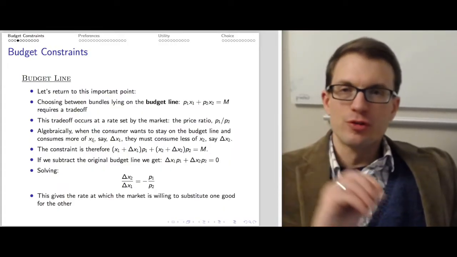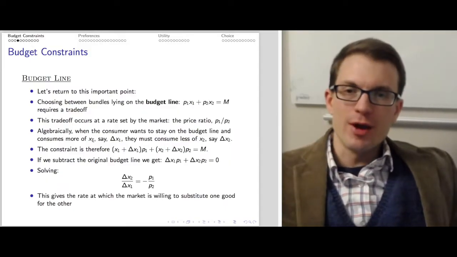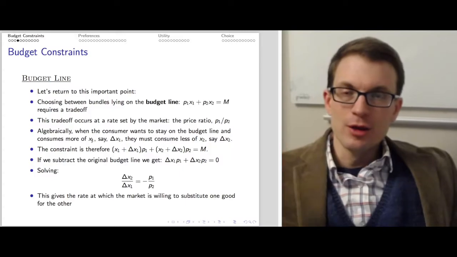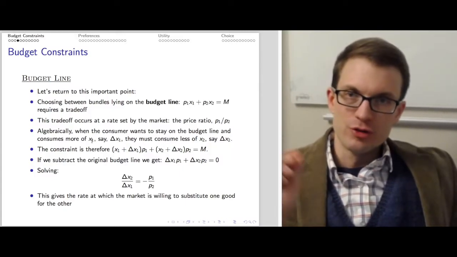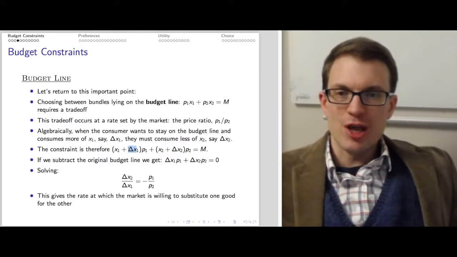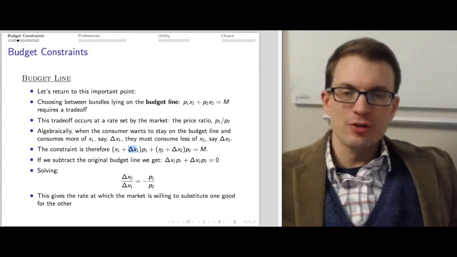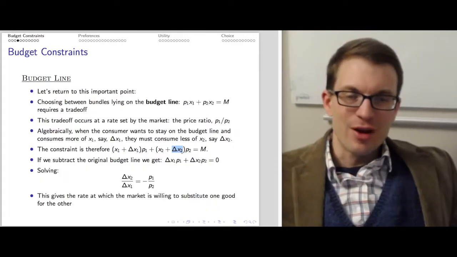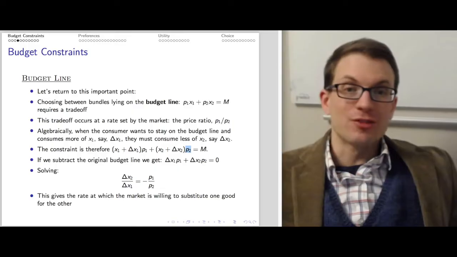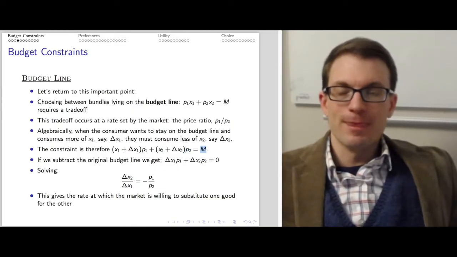So we're going to move further to the right. If we're going to move to the right down the budget line, we're not getting any additional money. We have to give up some of good 2, right? So you're going to get whatever is my current consumption of good 1 plus some change in good 1 times its price, plus my current consumption of good 2 plus some change in good 2, this will be negative, right, times its price. And it has to add up to my total amount of money.